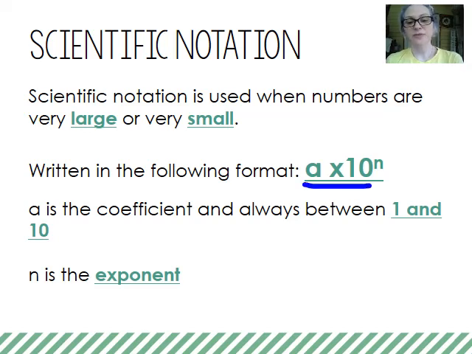There's a format that you use, and it's A times 10 to the n. A is your coefficient, and it's always going to be between 1 and 10. So you'll never have a number that is above 10 as your coefficient. If that's the case, you're doing it wrong. And n is going to be your exponent. So let's go ahead and look at an example.